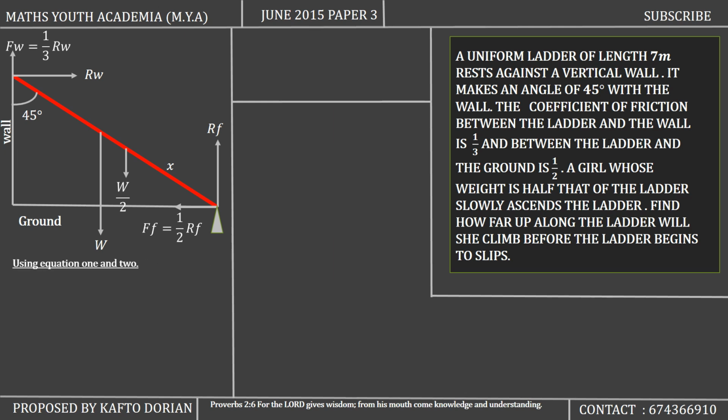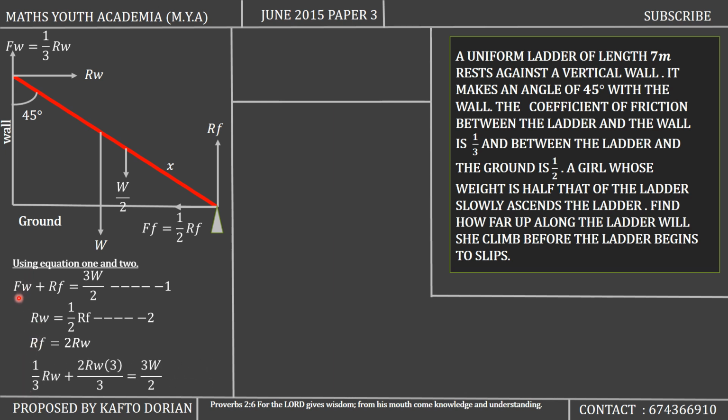Using equation 1 and 2 to find the normal reaction force of the wall and the normal reaction force of the floor, we have our equation 1 or equation 2. We cross multiply to find our normal reaction force of the floor to be 2 times the normal reaction force of the wall.